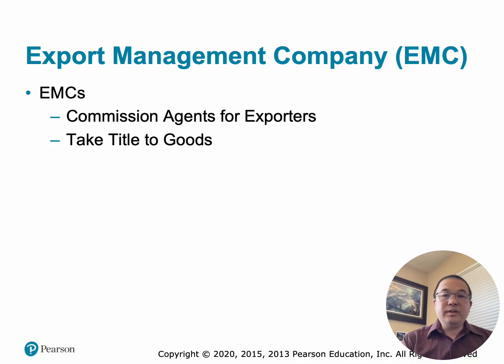As an example, a U.S. furniture manufacturer wants to sell products in Europe. The EMC finds European distributors. The EMC negotiates the contracts. The manufacturer ships the furniture. The EMC receives a commission, for example, 5% of sales. In this situation, the EMC does not own the goods.